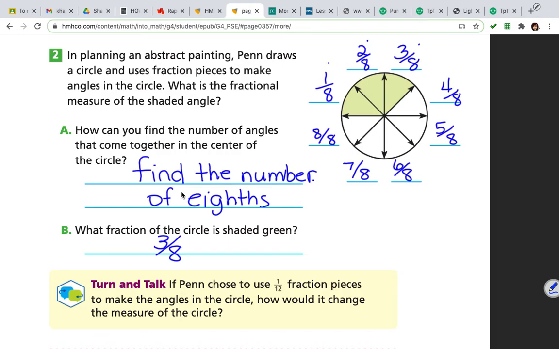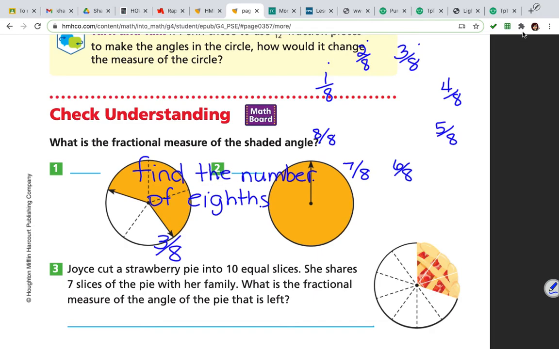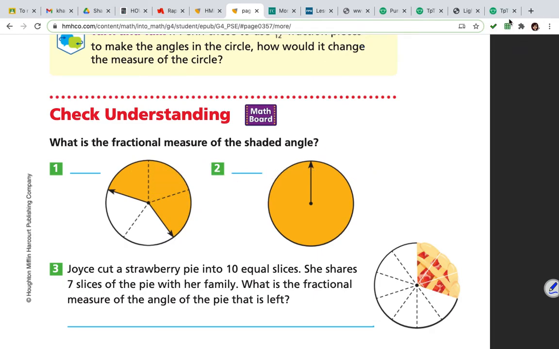Okay, at the bottom of the page, I want you to do number 1, 2, and 3 on your own. So pause the video, do 1, 2, and 3, and then start the video back to check your work.